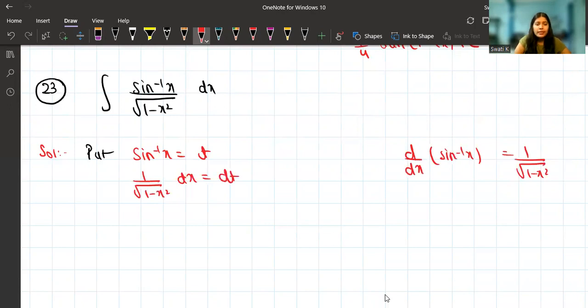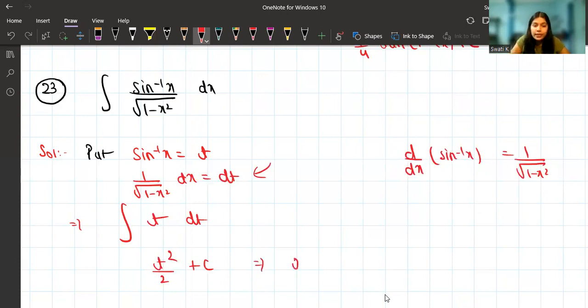Now this looks very simple. Integration of sine inverse x as t. And then this dx upon root over 1 minus x squared, we have got dt here. So it is dt. Now you know that the integration of t is t square upon 2, very simple, plus the constant of integration.